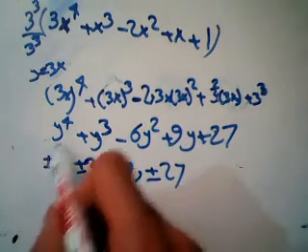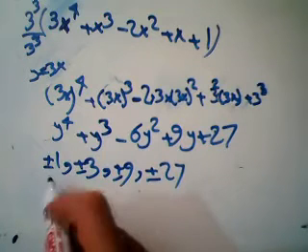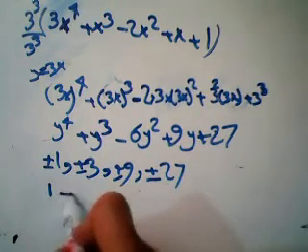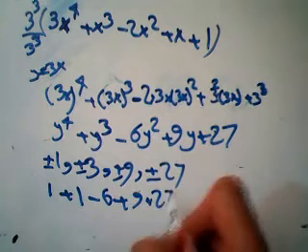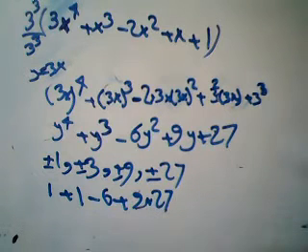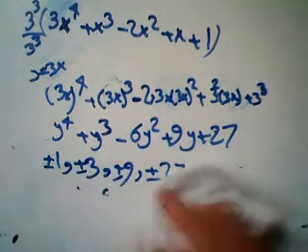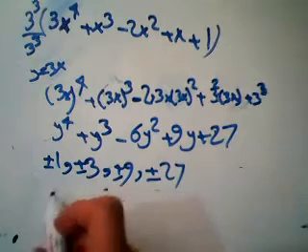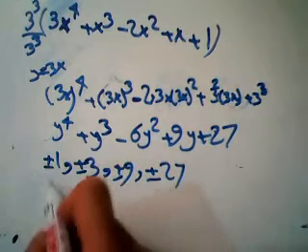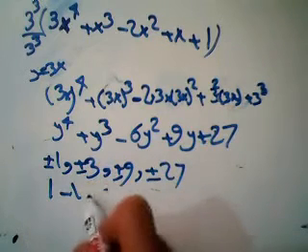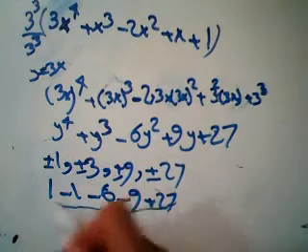So let's try plus or minus 1. Plus 1 makes it 1 plus 1 minus 6 plus 9 plus 27. This is not 0. Minus 1 makes it 1 minus 1 minus 6 minus 9 plus 27. This is also not 0.